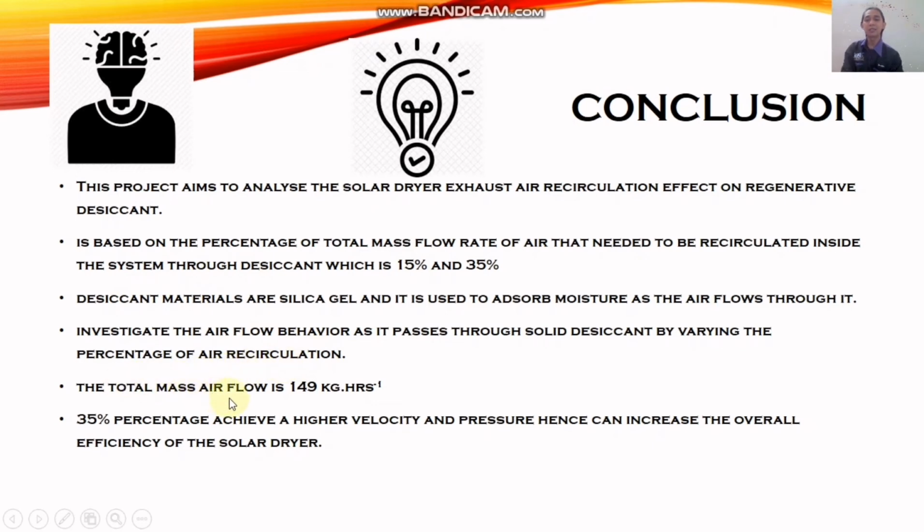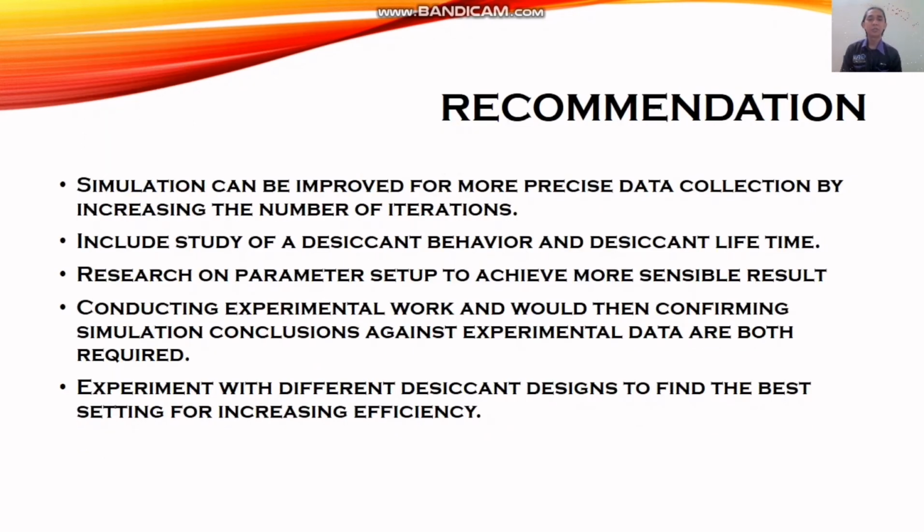And the total mass airflow is 149 kilograms per hour. And as we can see, the 35% percentage achieves a higher velocity and pressure, hence can increase the overall efficiency of it. So the simulation can be improved for more precise data collection by increasing the number of iterations. My iteration is around 1000 cycles, and if the data needs to be more precise, then you can do more iteration cycles, and include a study of desiccant behavior and desiccant lifetime.